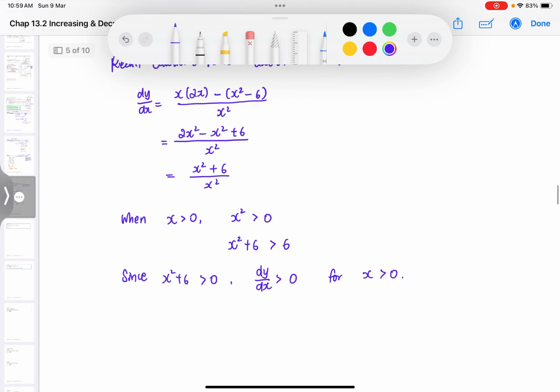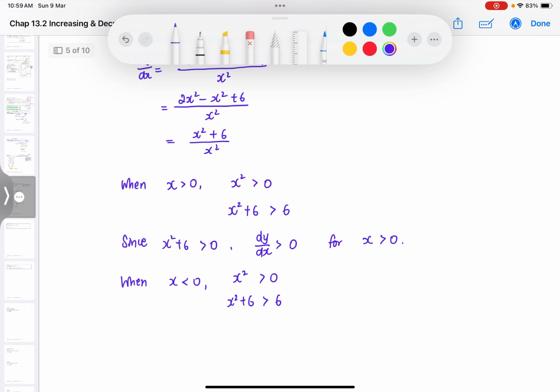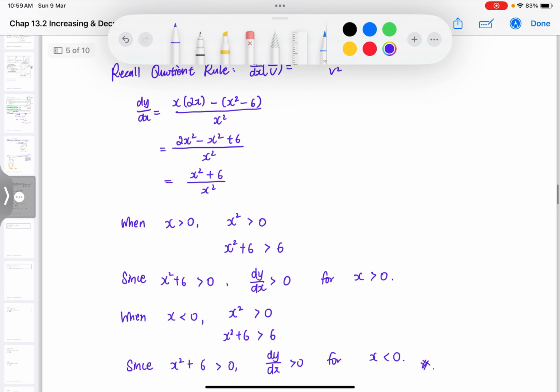Similarly, when x is less than 0, x squared is still greater than 0, because when you square a negative number, it becomes positive. Then x squared plus 6 is again greater than 6. So therefore, since x squared plus 6 is greater than 0, dy/dx is greater than 0 for x less than 0. So we have shown that. Done. Now you can try the next example.